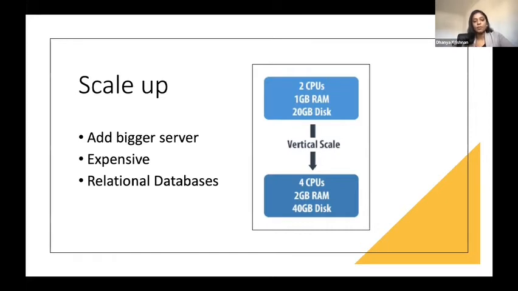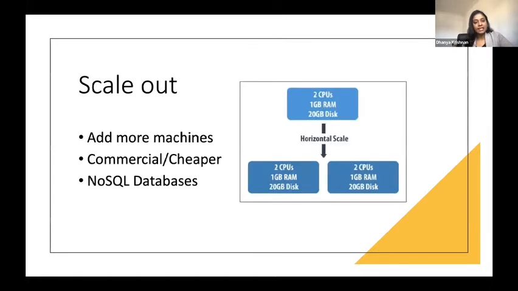So you are adding a bigger server. So you are adding more resources to your server. That's one of the approaches for scaling. Another one is scaling out. That is, instead of making your server bigger, you're adding one more server. So you're adding more machines. So this is a commercial or a cheaper approach of scaling your systems.